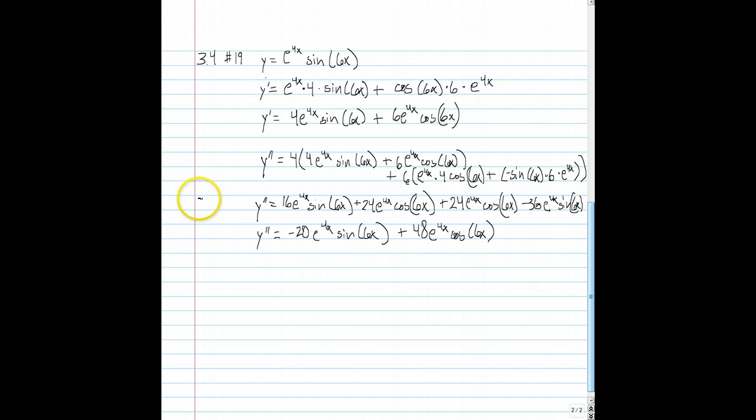And you could factor out 4 e to the 4x if you wanted. So that would leave us with a negative 5 sine of 6x plus 12 cosine of 6x.